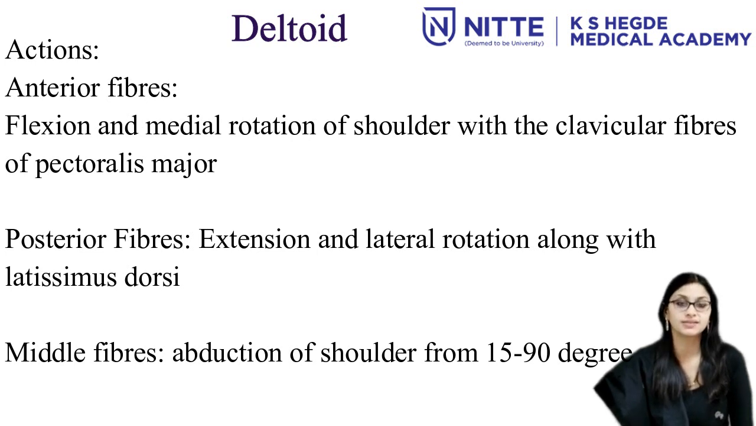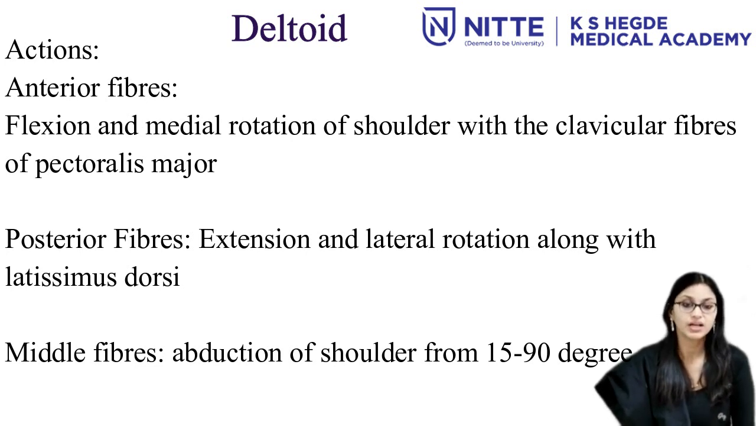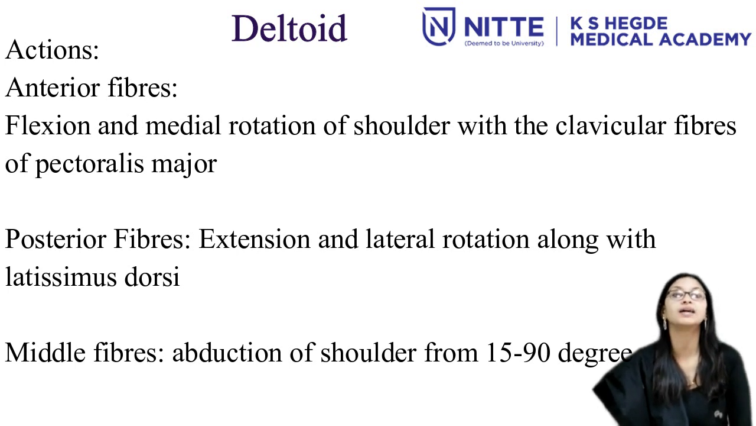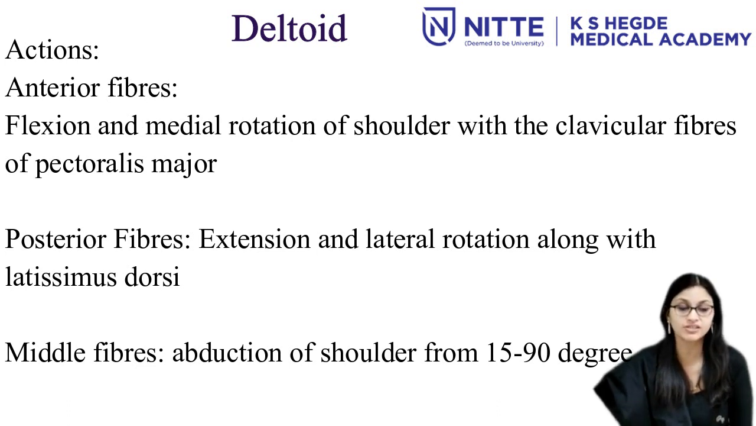About the actions of this muscle, the anterior fibers produce the flexion and the medial rotation of the shoulder with the clavicular fibers of the pectoralis major. The posterior fibers help in extension and lateral rotation along with the latissimus dorsi muscle. The middle fibers of the deltoid produce the abduction of the shoulder from 15 to 90 degrees. That is, the initial 0 to 15 is by supraspinatus, whereas 15 to 90 degrees of abduction is by the middle fibers of the deltoid muscle.